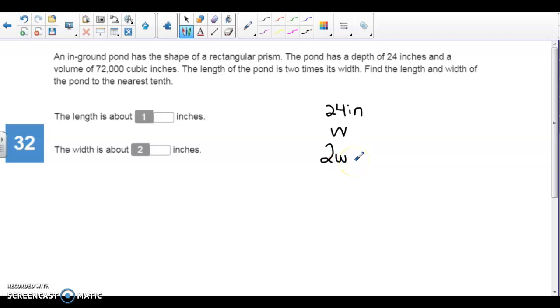So we just have to go and multiply all of these things out. If we multiply these three things out, we're going to wind up getting 2W squared times 24, which would be 48W squared. So that is an expression that represents the volume. Well, the other expression that we have that represents the volume is 72,000 cubic inches. So we will just put this equal to 72,000.